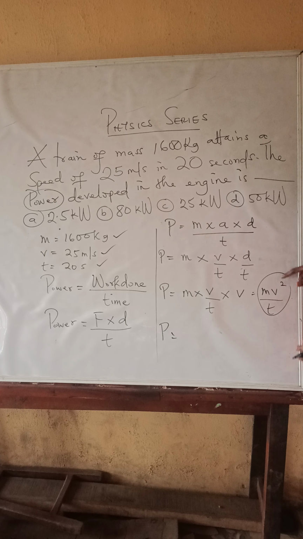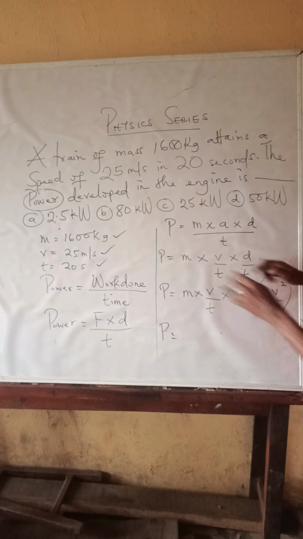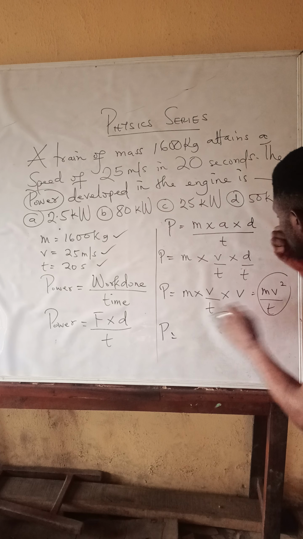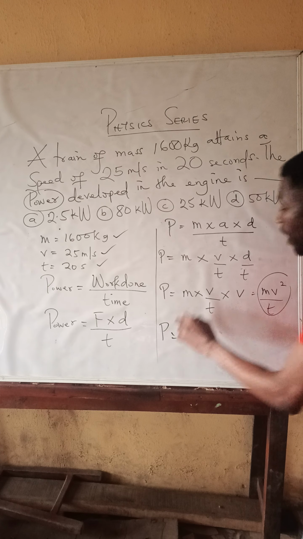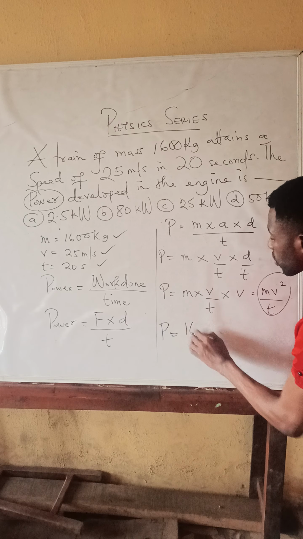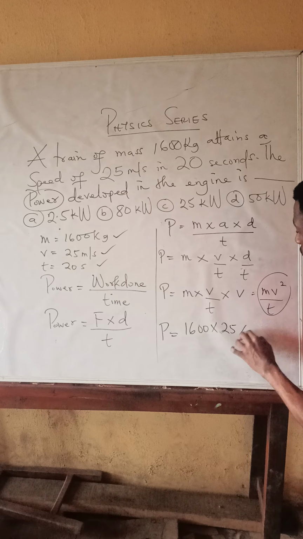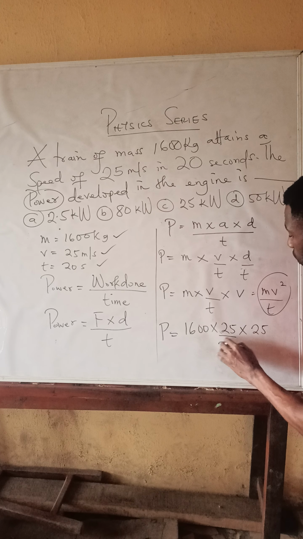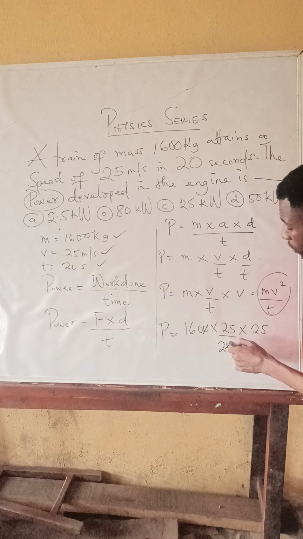Note it down. In case you're given mass, velocity, and time, the formula to use to get the power developed in any engine is mass times the square of the velocity over the time. So we have power equal to, what's my mass? I have 1,600. My velocity is 25 times 25 again, then over the time, which is 20.